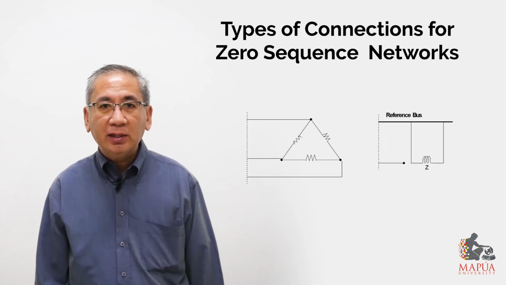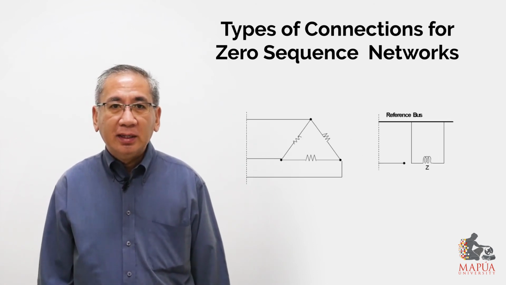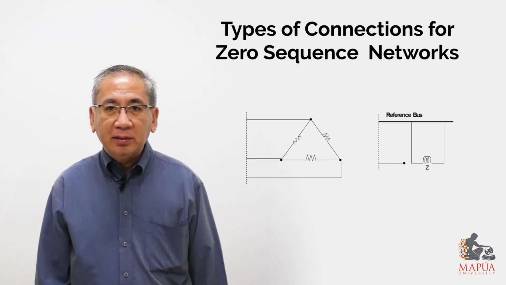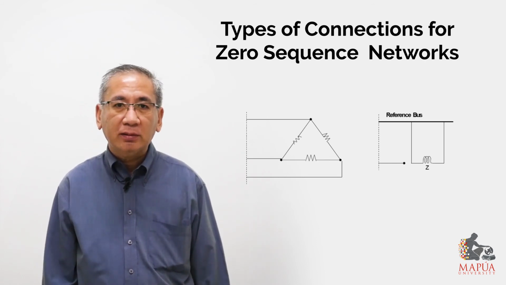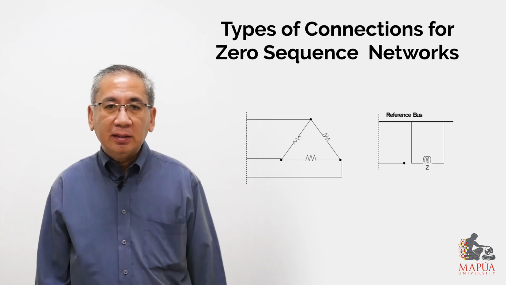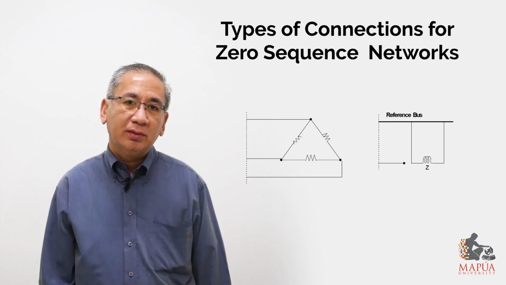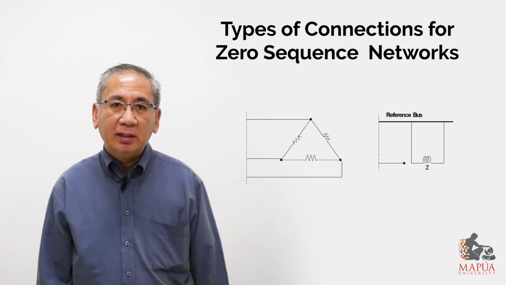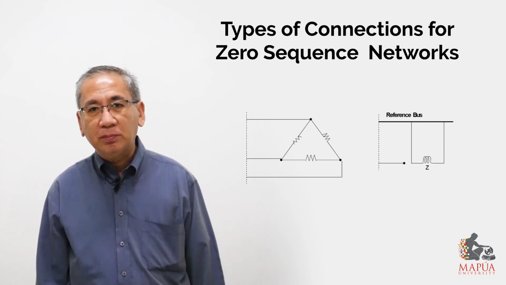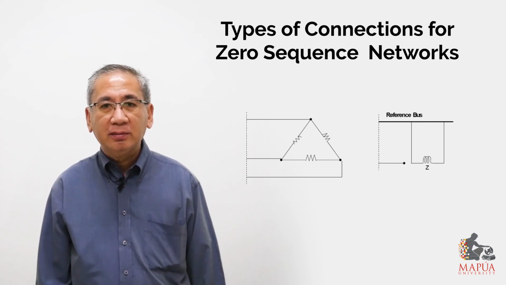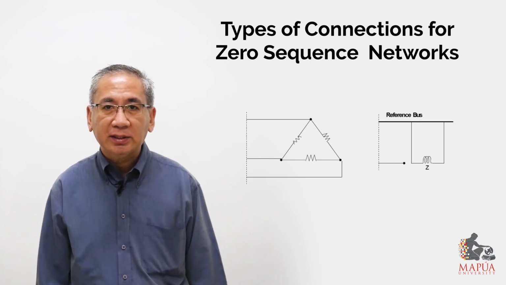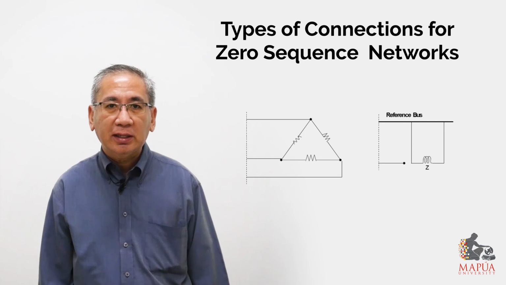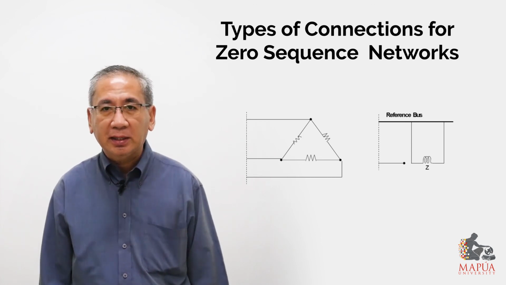Now, if the connection is in delta, there is no path wherein a zero sequence current will be flowing to the line. The Thevenin equivalent will just be equivalent to both sides of the transformer. The Z0 will be connected to the reference bus. So thus the zero sequence network is open in the delta connected circuit.